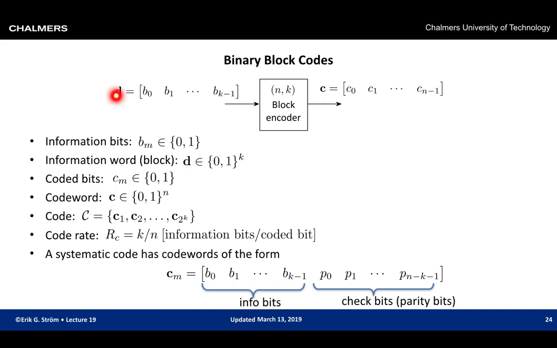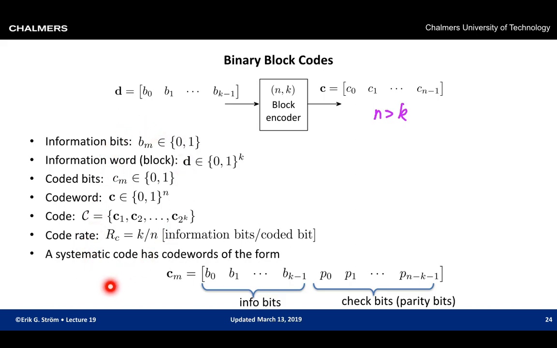The idea is that we have some bits coming in to this block encoder, and there's some bits coming out. The number of bits out is n, and n is greater than k. So there are more bits coming out than in. The ratio between these two things is called the code rate.